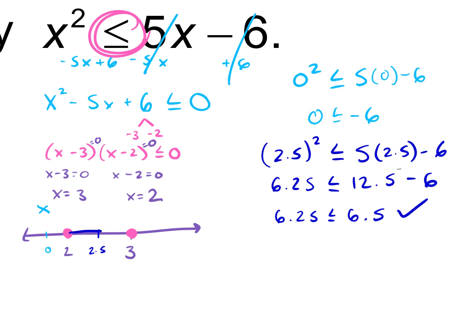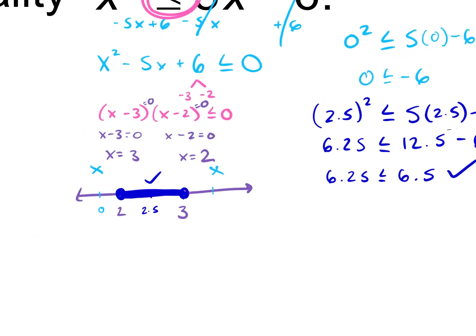So we're going to shade in between since it works. You can also plug in another number outside 3, something greater than 3, to see if that works. But since in between works, it's not going to be in between and one part of outside, so the outside part's not going to work either. So this is our number line. This is what it asks when it says to graph it.